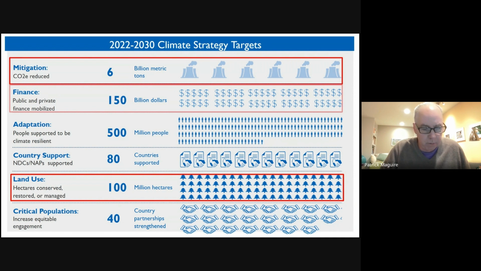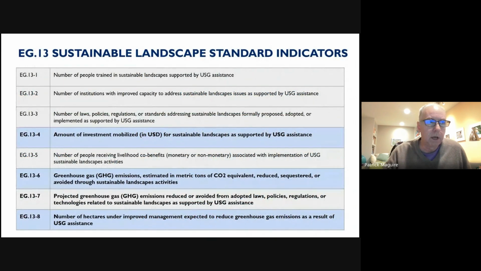There was a separate presentation that Larissa and our GR Center did on this, indicator 13.8, that delves into this a little bit more. So if you haven't seen it yet, you can look for the recording of that. And the finance: public and private finance mobilized. We're aiming to achieve $150 billion. And natural climate solutions is not the lion's share of this for sure. That's clean energy, but we contribute to it. On to the next slide.